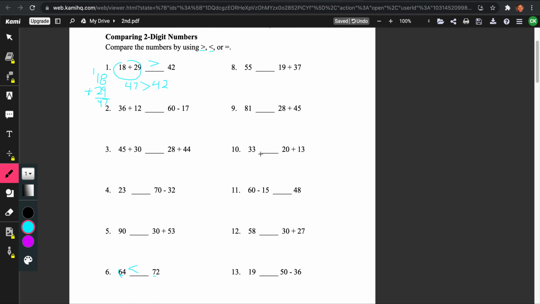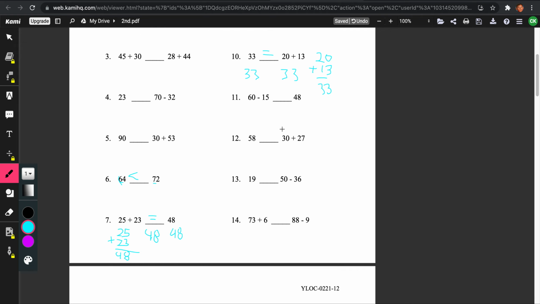Okay, let's try number 10. 33 and 20 plus 13. So let's do that. 20 plus 13. 0 plus 3, 3. 2 plus 1, 3. But again, 33 and 33. Are they greater than or less than? No, they're both equal. So you would put an equal sign as well.